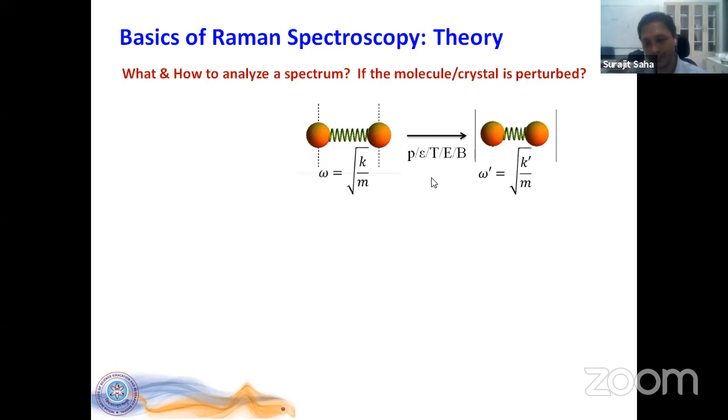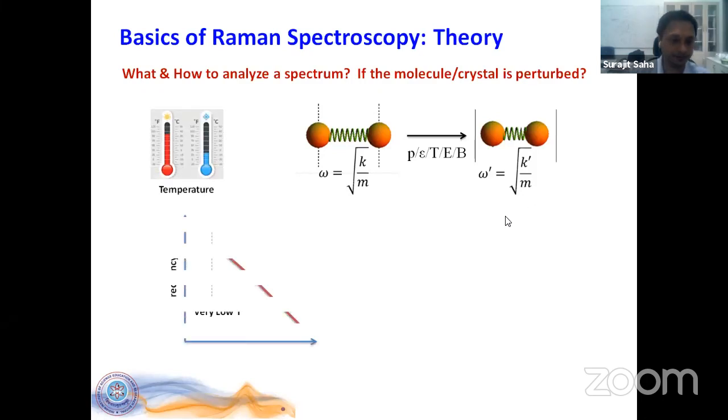For example, doping your molecule or crystal with something would change the whole scenario, and then we'll come up with a new frequency for this oscillation, let's say omega prime, which depends on a change in the spring constant, which is k prime, or may also depend on a change in the effective mass. Now let's say I'm talking about a change in the temperature. If I change the temperature of the system, what happens? Let's say I'm increasing the temperature. Here I'm plotting the temperature scale, increasing the temperature of my specimen.